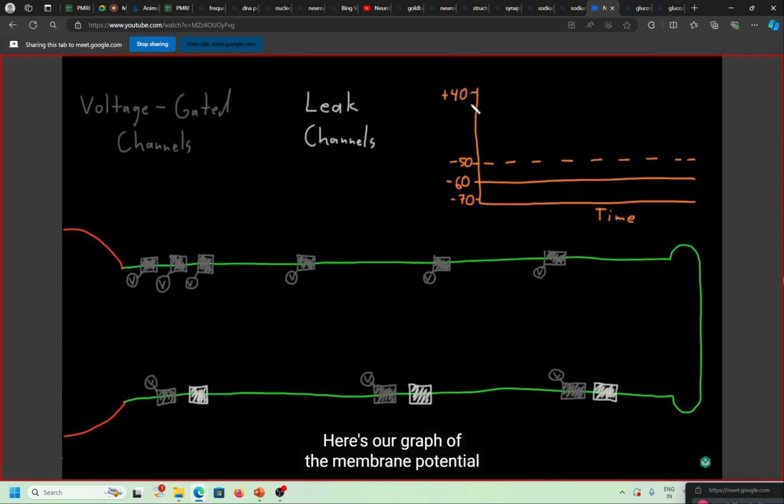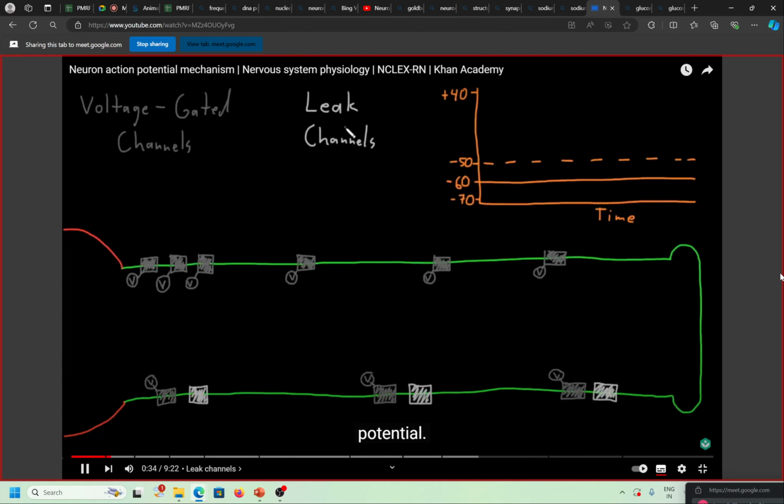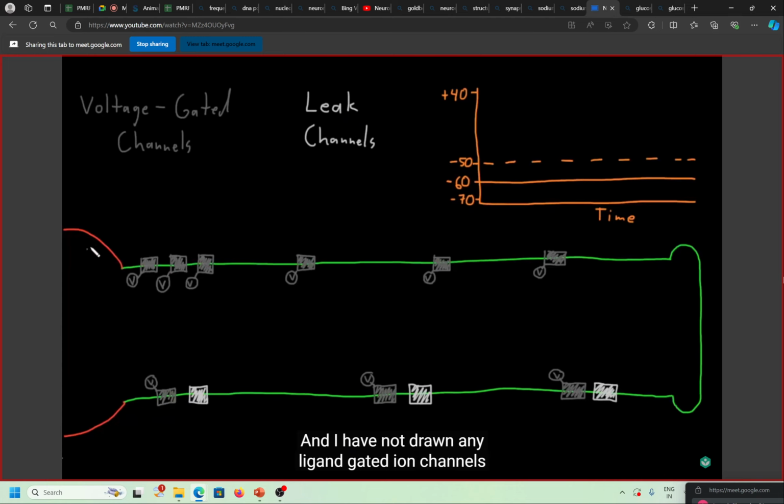Here's our graph of the membrane potential on the y-axis and time on the x-axis. And now I've put a couple of different kinds of ion channels in the membrane of the axon. The first, in this lighter gray, are the leak channels that we talked about when we talked about the neuron resting potential. These channels are open all the time. They're not gated. And I have not drawn any ligand-gated ion channels like the neurotransmitter receptors that occur on the soma and the dendrites. But to talk about the action potential, I need to introduce an entirely new type of channel that I've drawn in dark gray with this little V, and these are voltage-gated ion channels.